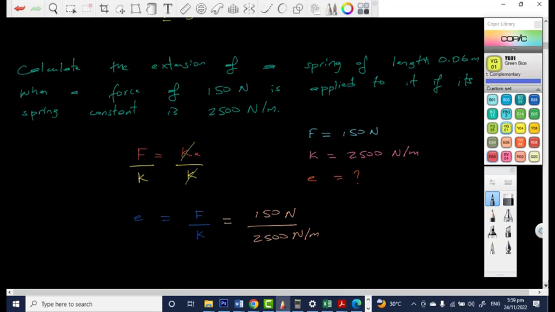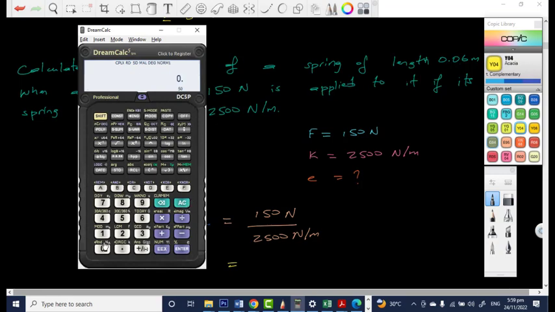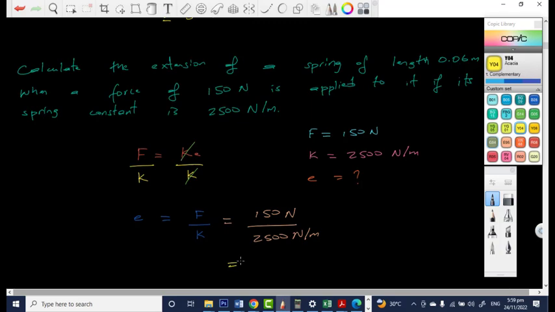And anybody calculated a value for this? What are we getting for this? 0.06. Okay, 0.06, and this is meters. So the extension is 0.06 meters. Is this okay? Right. Let me just change this value right here. Initially I was thinking 4, so let me just put 4. So let's say that's the question right here.